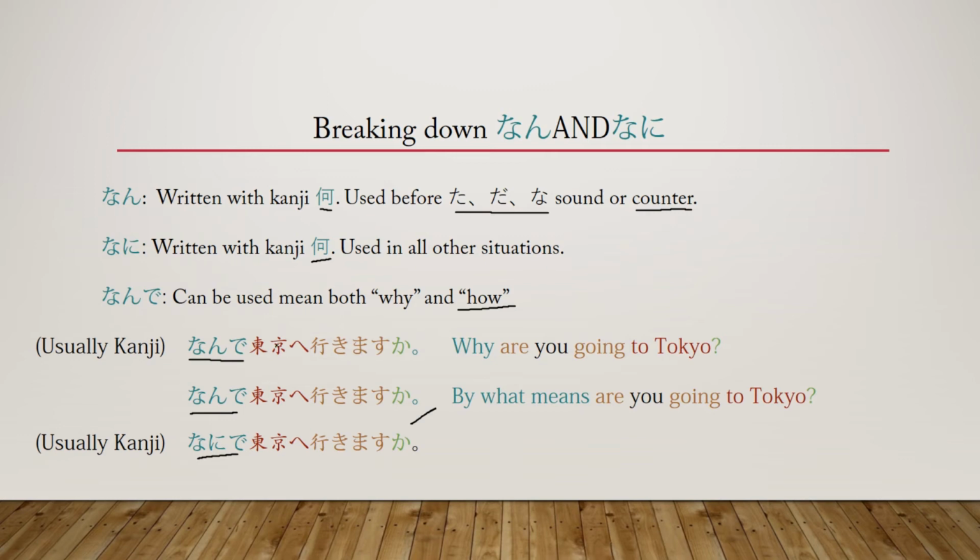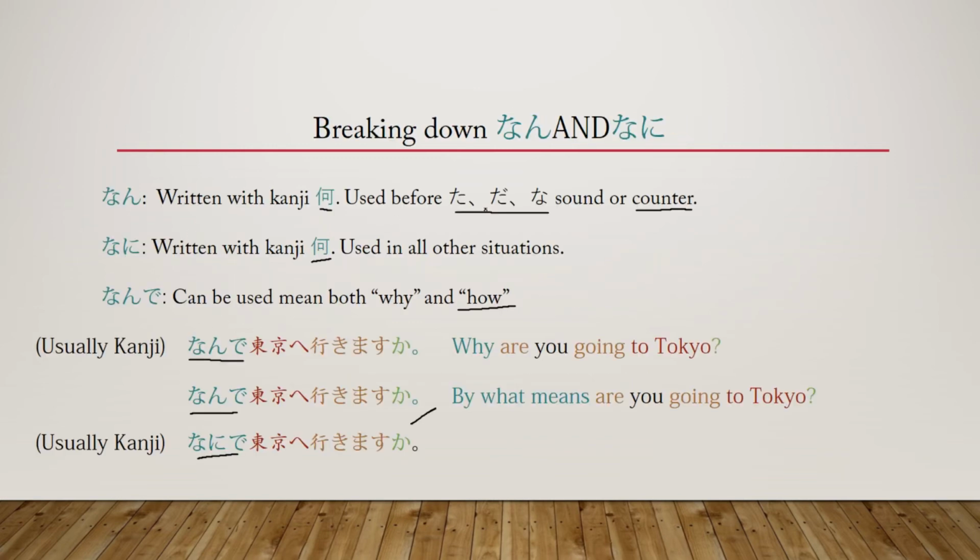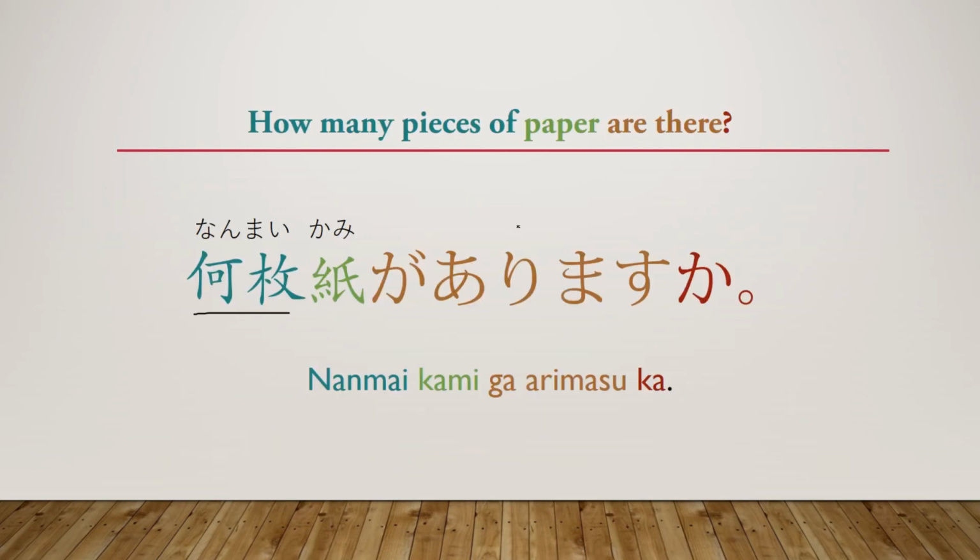Okay, let's go ahead and go through a couple of example sentences. So the first one is, how many pieces of paper are there? That would be, nanmai kami ga arimasu ka? Okay, so the first thing I'm going to go over here is our nanmai. So I was talking before that if it's a counter, you're going to use nan, not nani. And as you can see here, we have a counter, and that is nan.